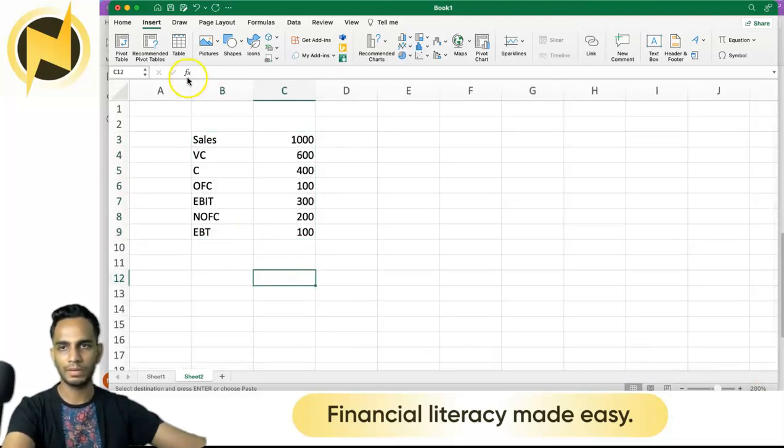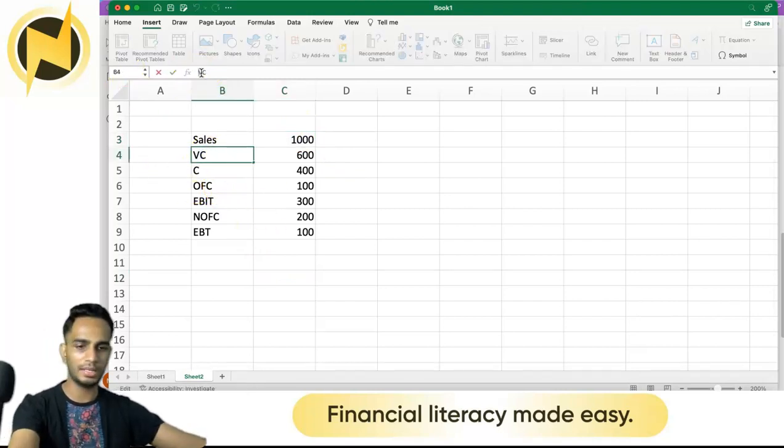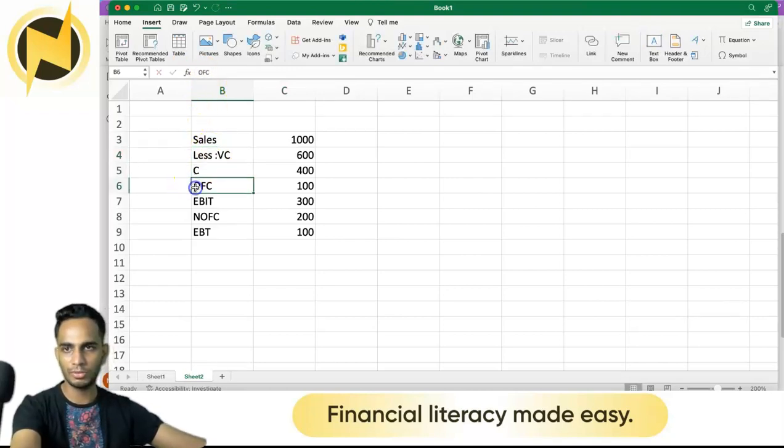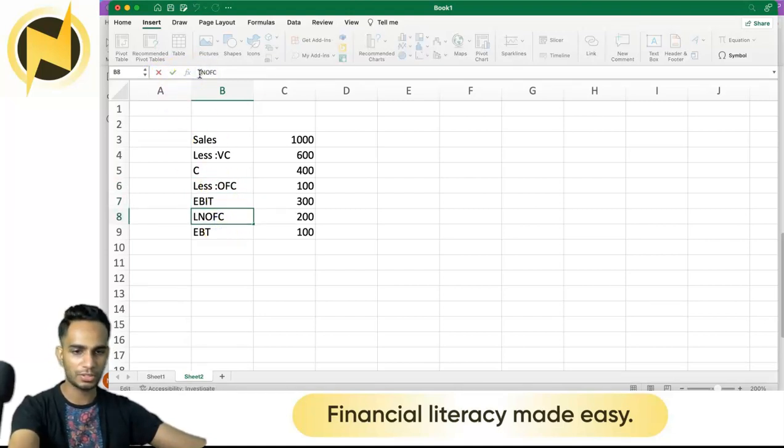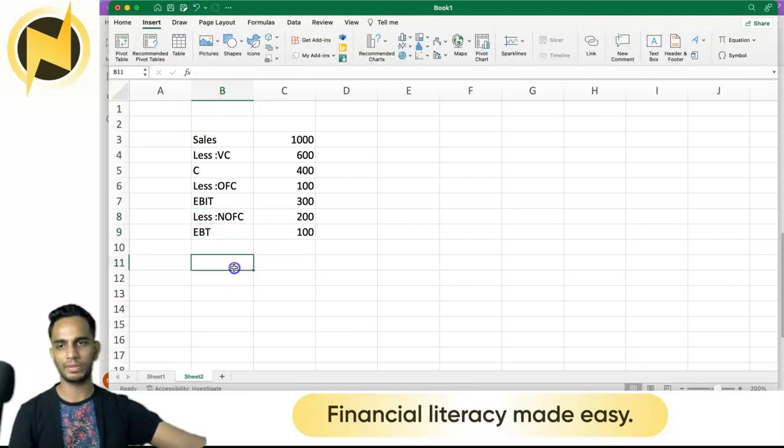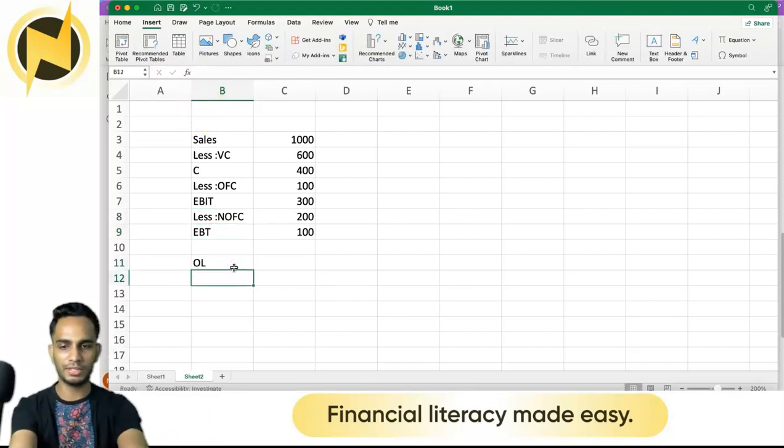So this is sales, less variable cost. Sales, less variable cost equals contribution. Less operating fixed cost will give you EBIT. Less non-operating fixed cost will give you EBT. So from here we can find out our operating leverage, financial leverage, and combined leverage.